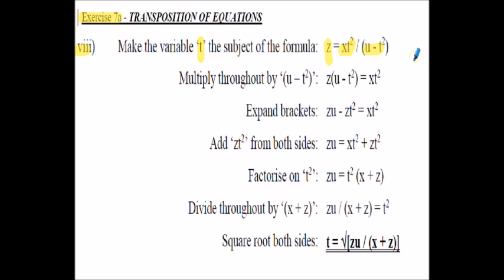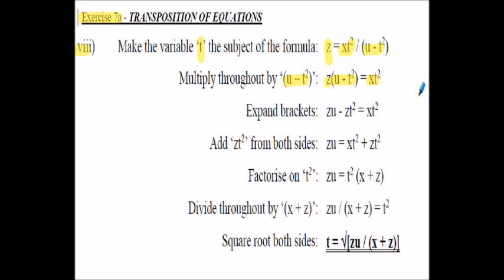What you need to do here is collate the t squareds together, and then eventually you'll be able to square root the solution. So the first step to do is to multiply both sides by the u minus t squared in the bracket. So that's what's done here. The z times the u minus t squared in the bracket is equal to xt squared.